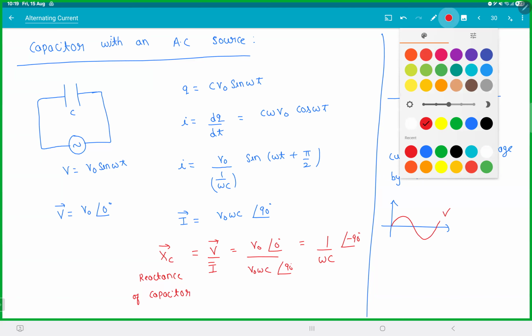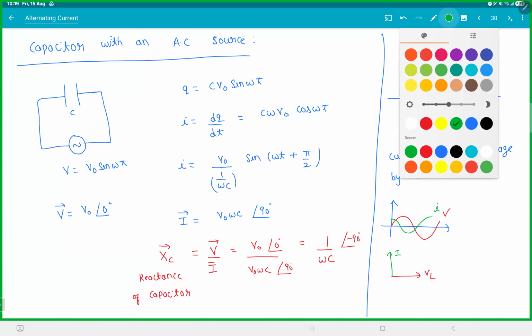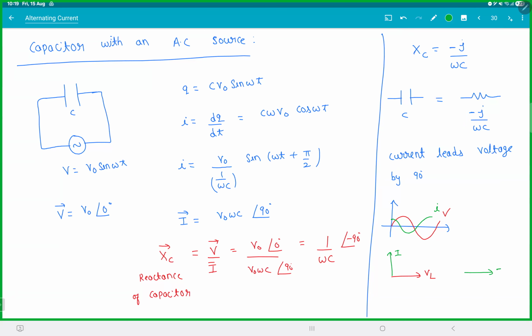If this is voltage, this is current. So current ka value will be higher. So if this is voltage, current should be ahead by this much. So current will be 90 degrees ahead. If you rotate the current horizontally, then the voltage will be down. Clear with this?